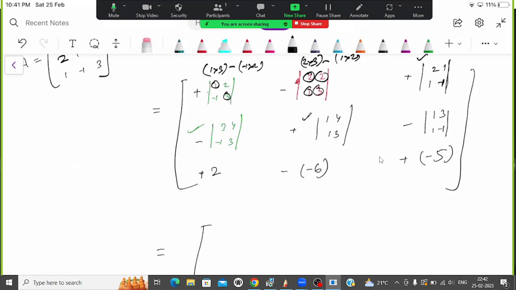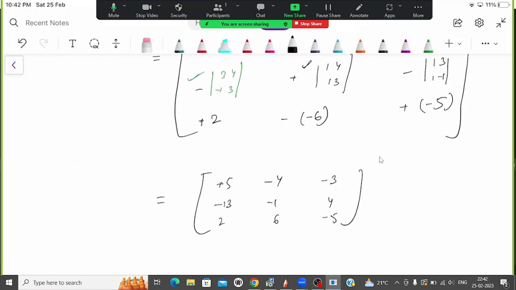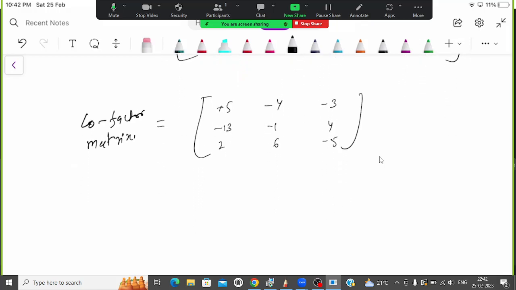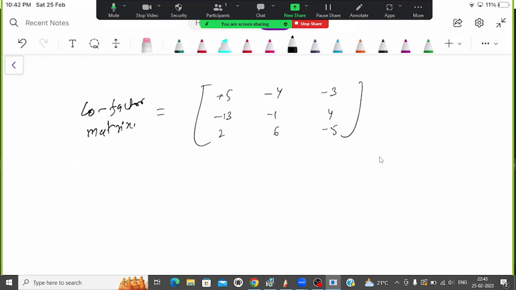Now after calculation you will get the cofactor matrix: plus 5, minus 4, minus 3, minus 13, minus 1, plus 4, 2, plus 6, minus 5. So this is the cofactor matrix. Okay, this is the cofactor matrix. Now you transpose it.